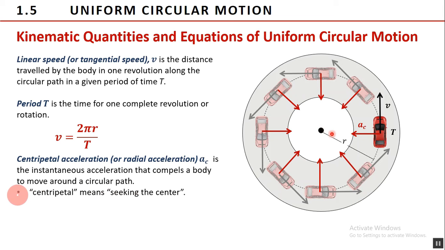Centripetal acceleration can be computed by dividing the square of linear speed v by the radius of the circular path. Another formula can be derived by substituting 2 pi r over T for v, so centripetal acceleration is also equal to 4 pi squared times r divided by the square of the period T.